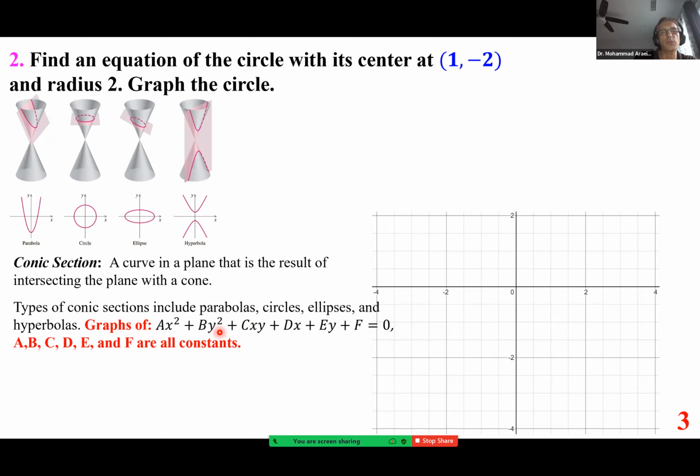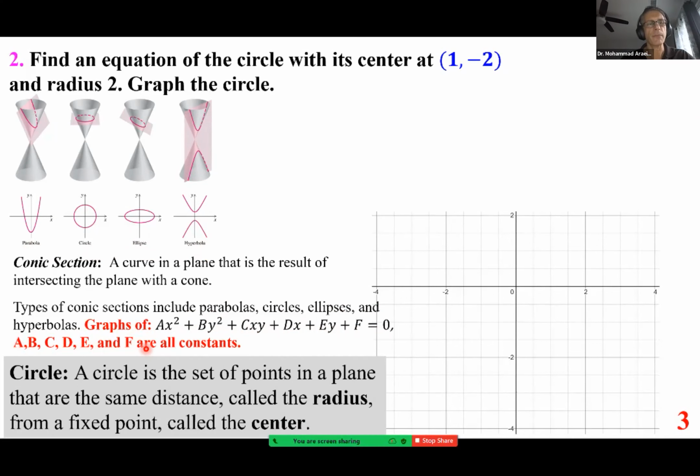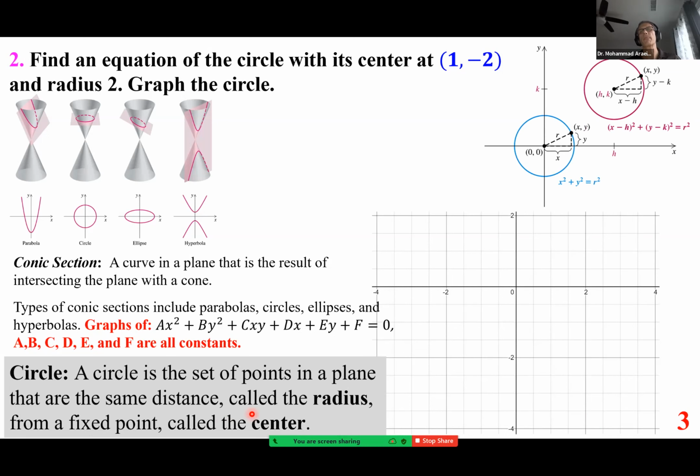Types of conic sections include parabolas, circles, ellipses, and hyperbolas. The graph of ax squared plus by squared plus cxy plus dx plus ey plus f equals 0, where a, b, c, d, e, and f are constants. These are the equations in general. A circle is defined as the set of points in a plane that are the same distance, called the radius, from a fixed point, called the center. If we have the center at the origin, 0, 0, the standard form is x squared plus y squared equals r squared.